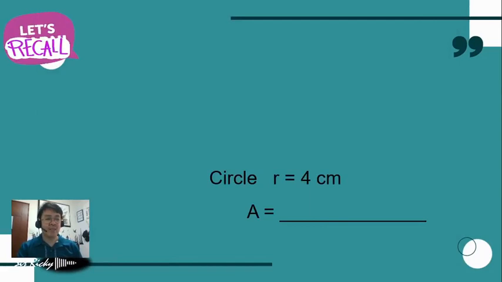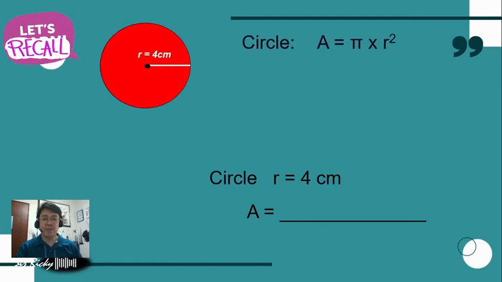How about circle? How do we get the area of a circle? Let's say this is a circle and its radius is equal to 4 centimeters. So the formula to get the area of a circle is pi times r squared, wherein pi is equivalent to 3.141592 and so on, but we use 3.14.